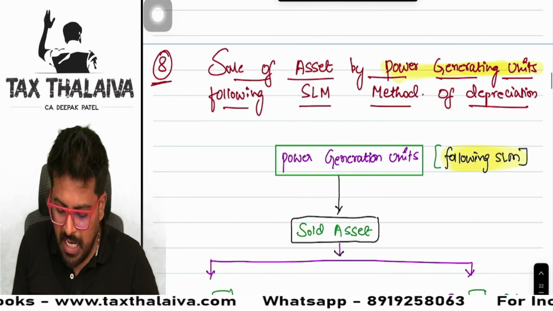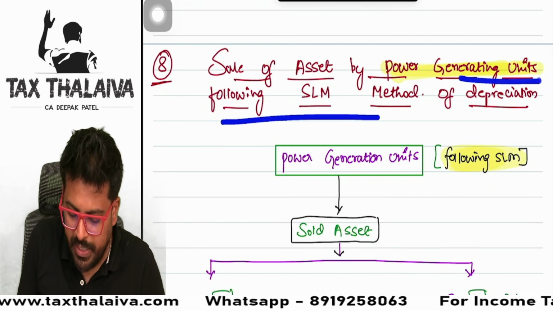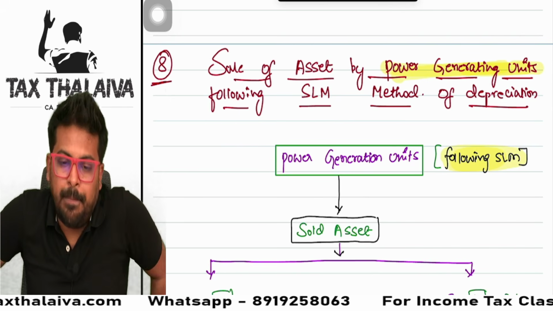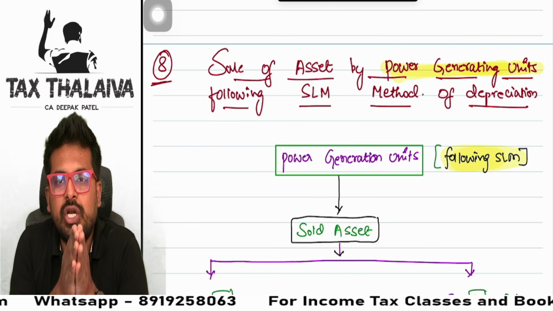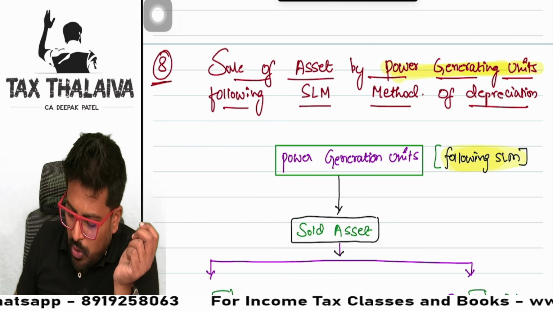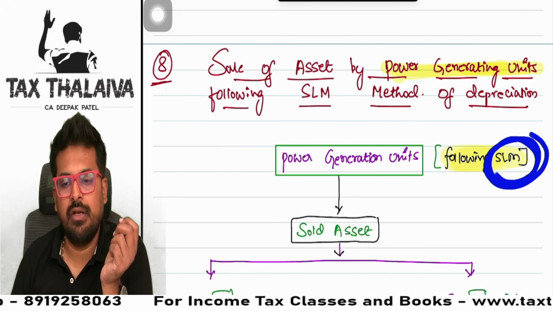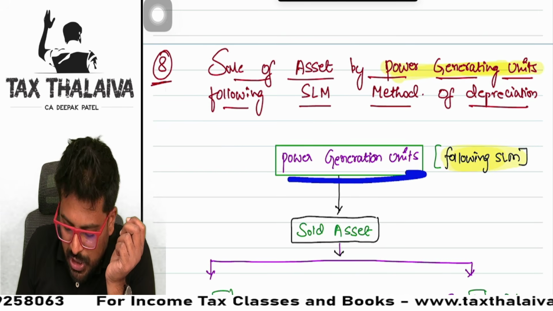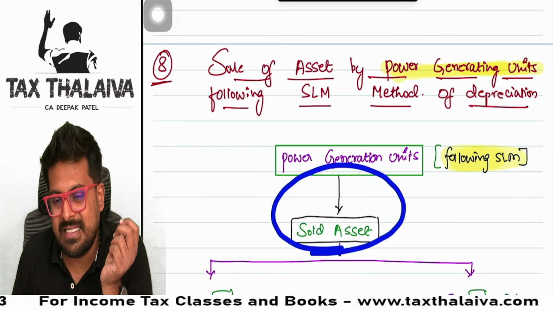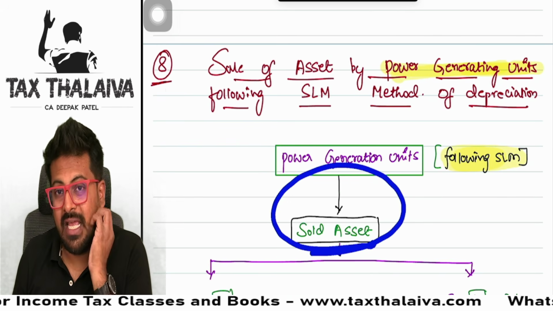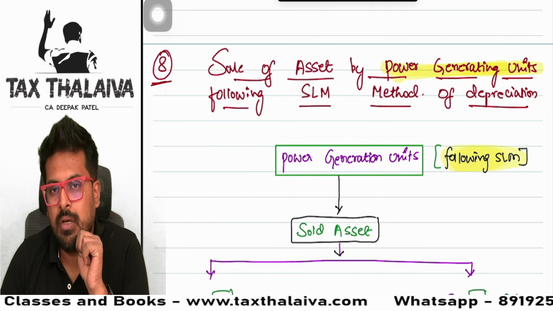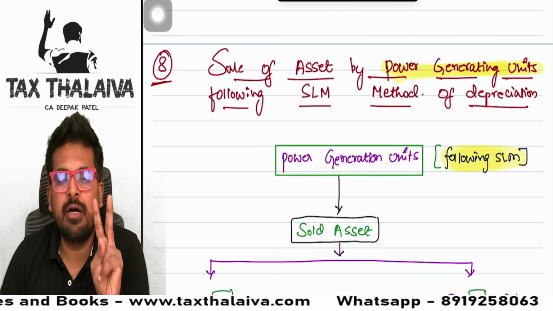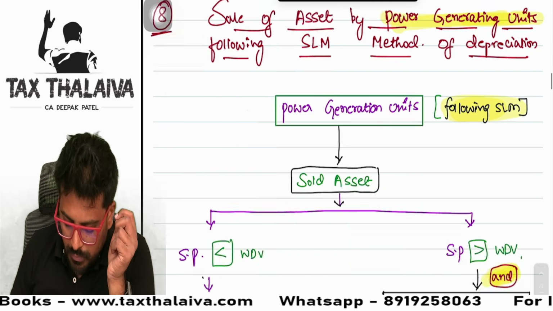Next. Sale of asset by power generation units following SLM method of depreciation. Guys, in case of power generation units following the SLM method of depreciation, whenever the unit sells an asset, we will generally get two kinds of scenarios: balancing charge and terminal depreciation.